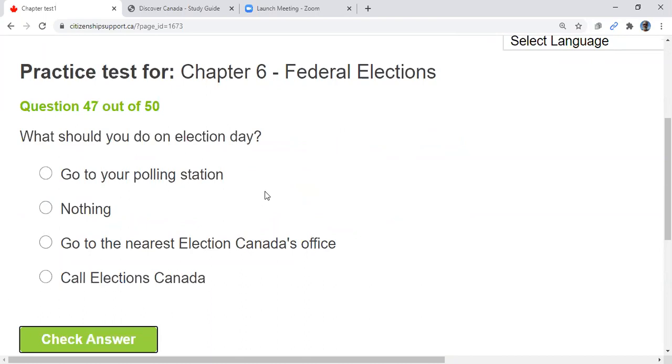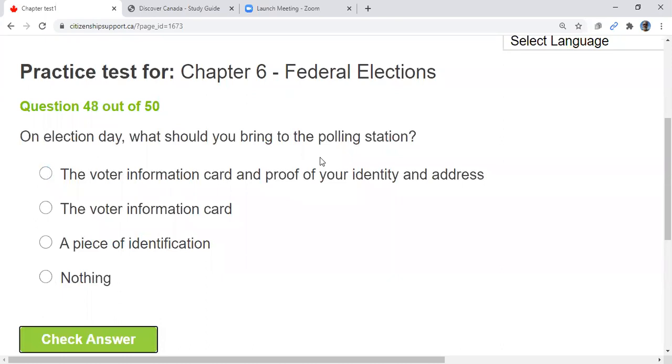And then Zaniba, can you do this one? Okay. What should you do on election day? Go to your polling station. Go to the Elections Canada office. And number one, good. Go to your polling station. Good. And then Manal, can you do this one, please?